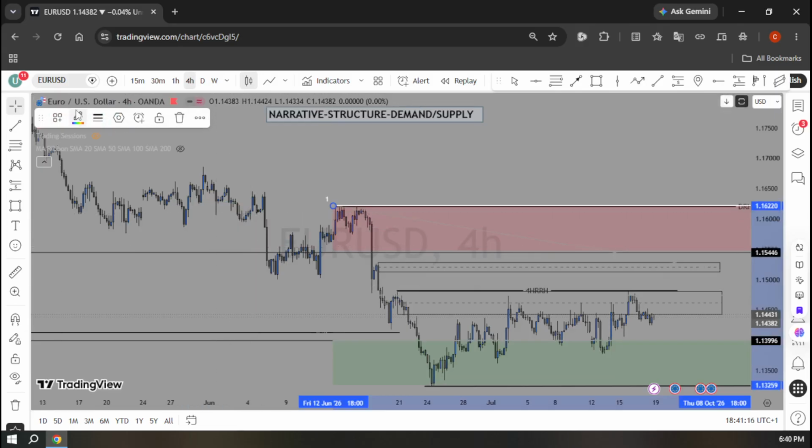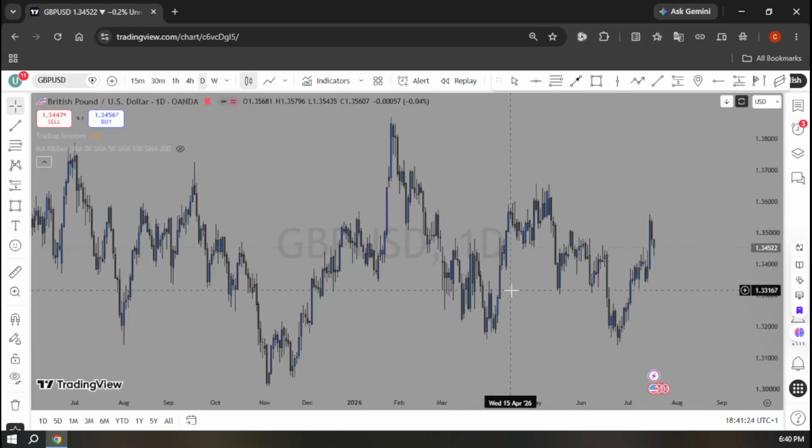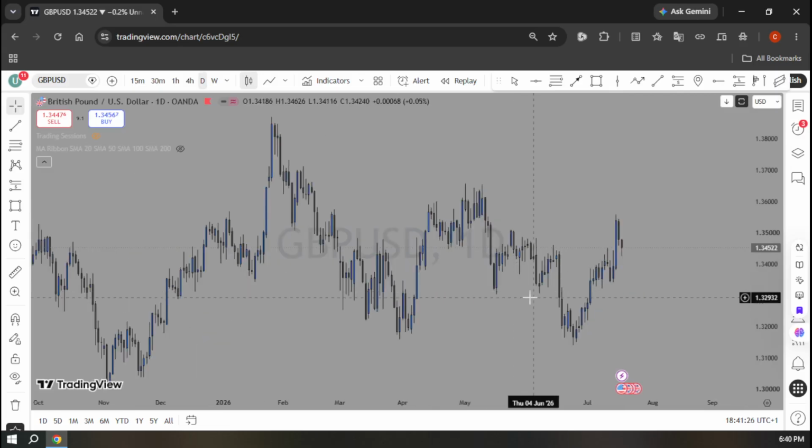So that's that for Euro USD. We'll be moving on to the next pair, which is the Pound USD. And the Pound USD, our daily dealing range, we had this as a dealing range here, this area, this swing high and this swing low.